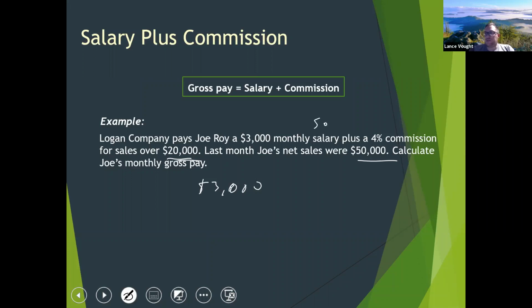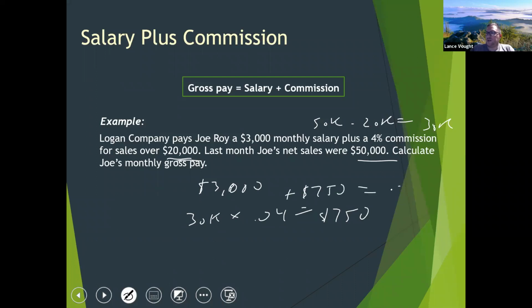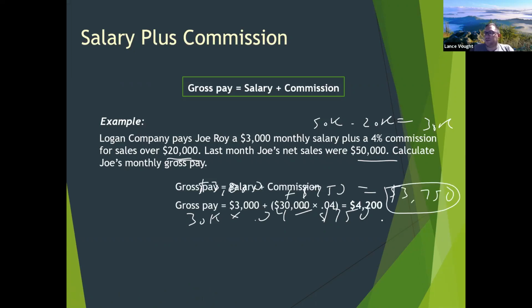So if you do 50,000 minus 20,000, you get 30,000. So that means 30,000 times your 0.04 is going to be, I believe, $1,200. So that means that if you add this together, Joe Roy's monthly pay is $3,750. Oopsies, I did this wrong. It's not $3,750.